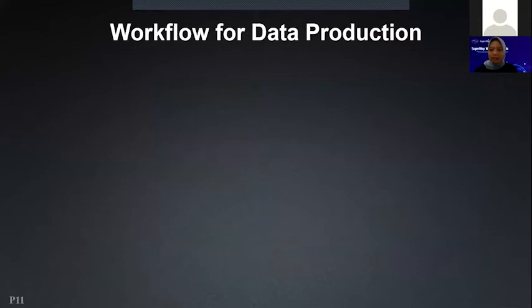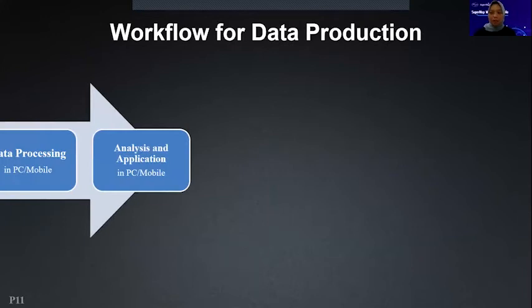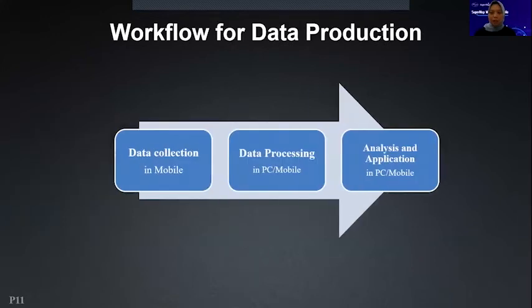So here is the workflow for data production. First stage, we should collect the data in mobile, and we store the spatial information and also attribute information of each object. After we collect the data, obviously we need to process the data, such as editing, setting the layer style, creating maps, or else. And we can do it on our PC or even in this mobile app. And the last step, we are going to analyze and make applications of the data we collected, in PC or mobile.